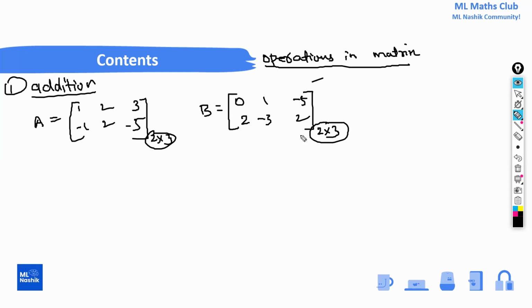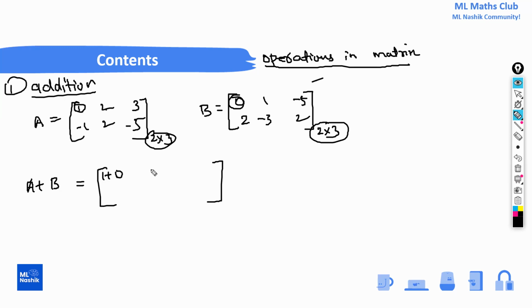Then only you can add or even subtract these matrices. If the order of all the matrices is the same, then you can either add or subtract the matrices. So if I want to add matrix A with B, what you have to do is just add the corresponding elements of the two matrices. For example, here we have the first element as 1 and the first element is 0. So what you have to do is 1 plus 0.